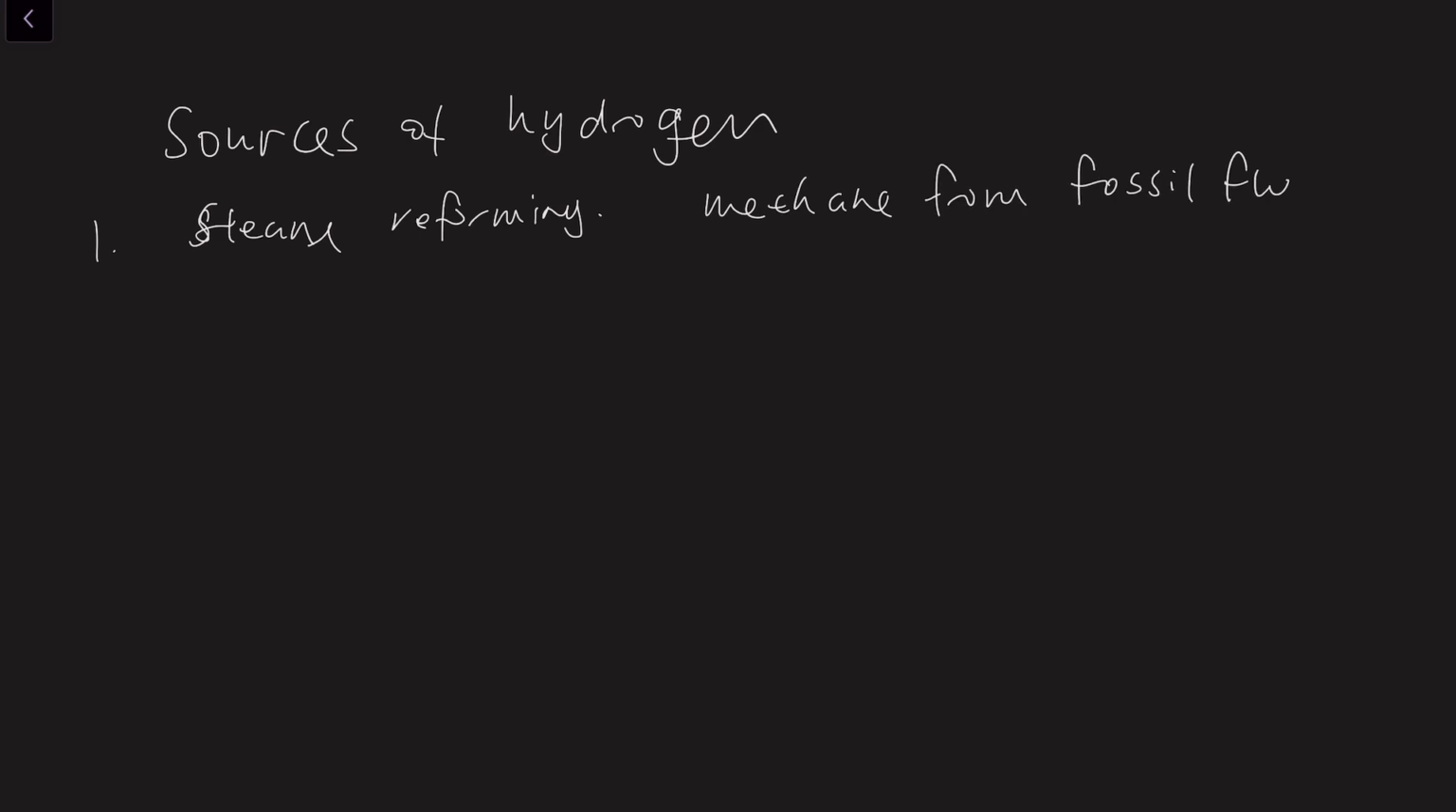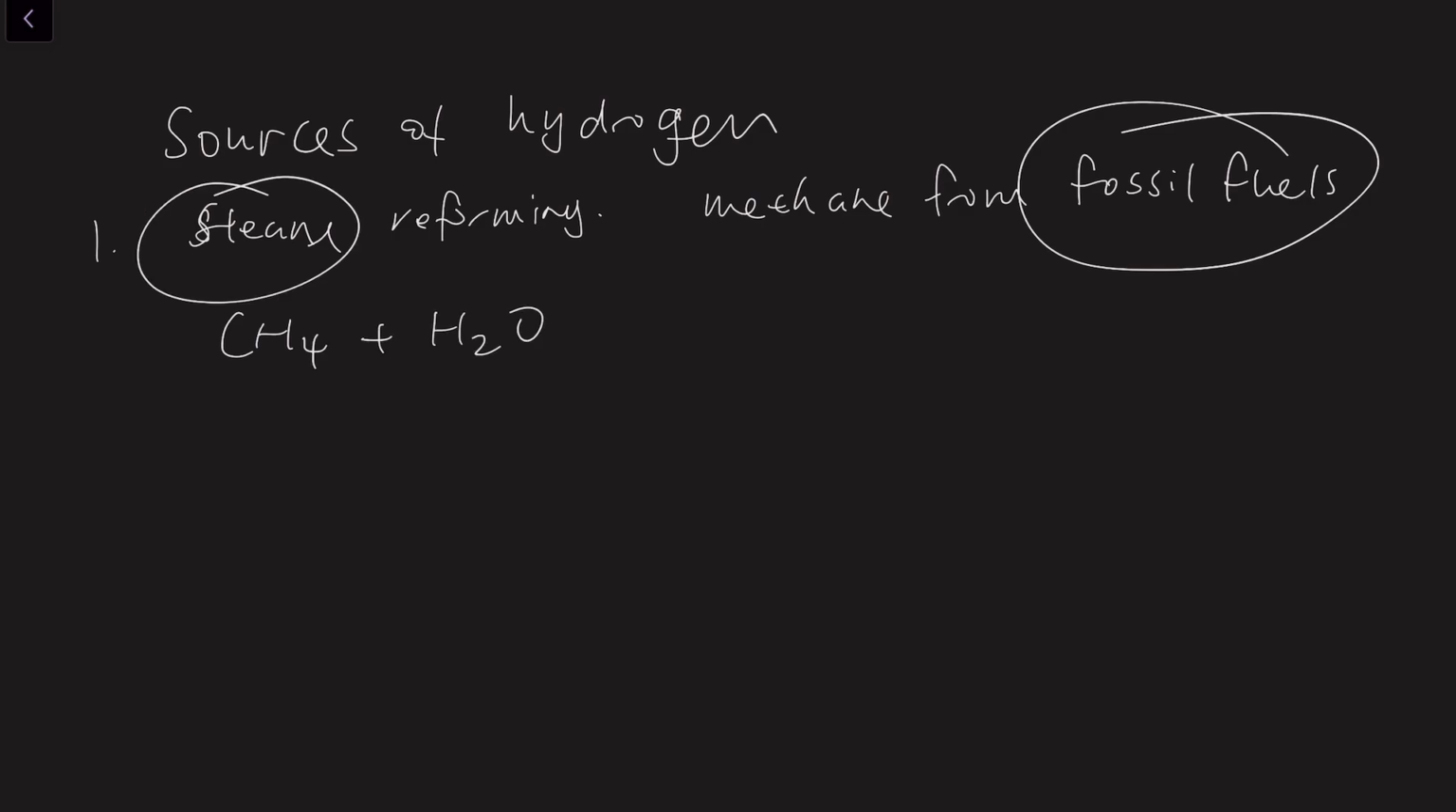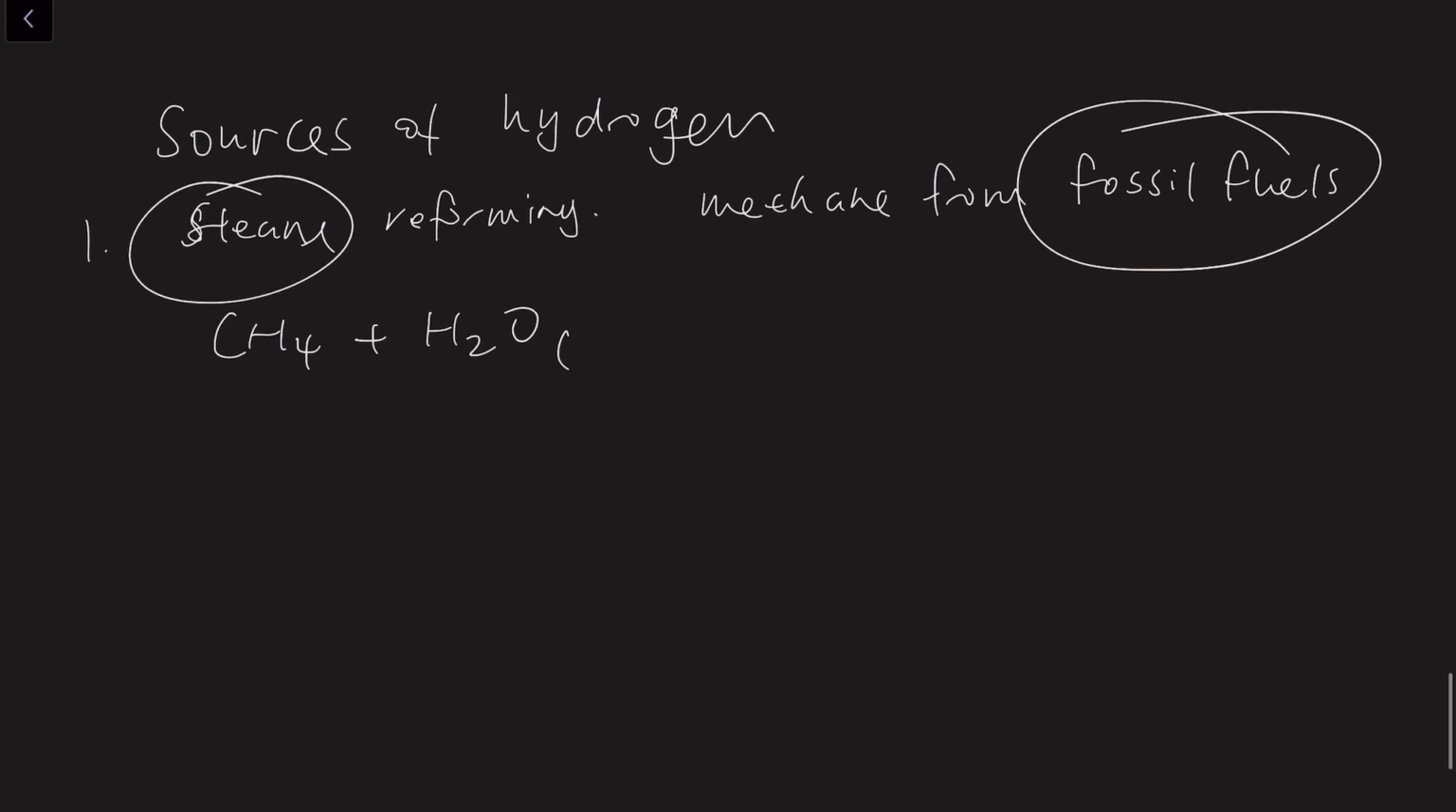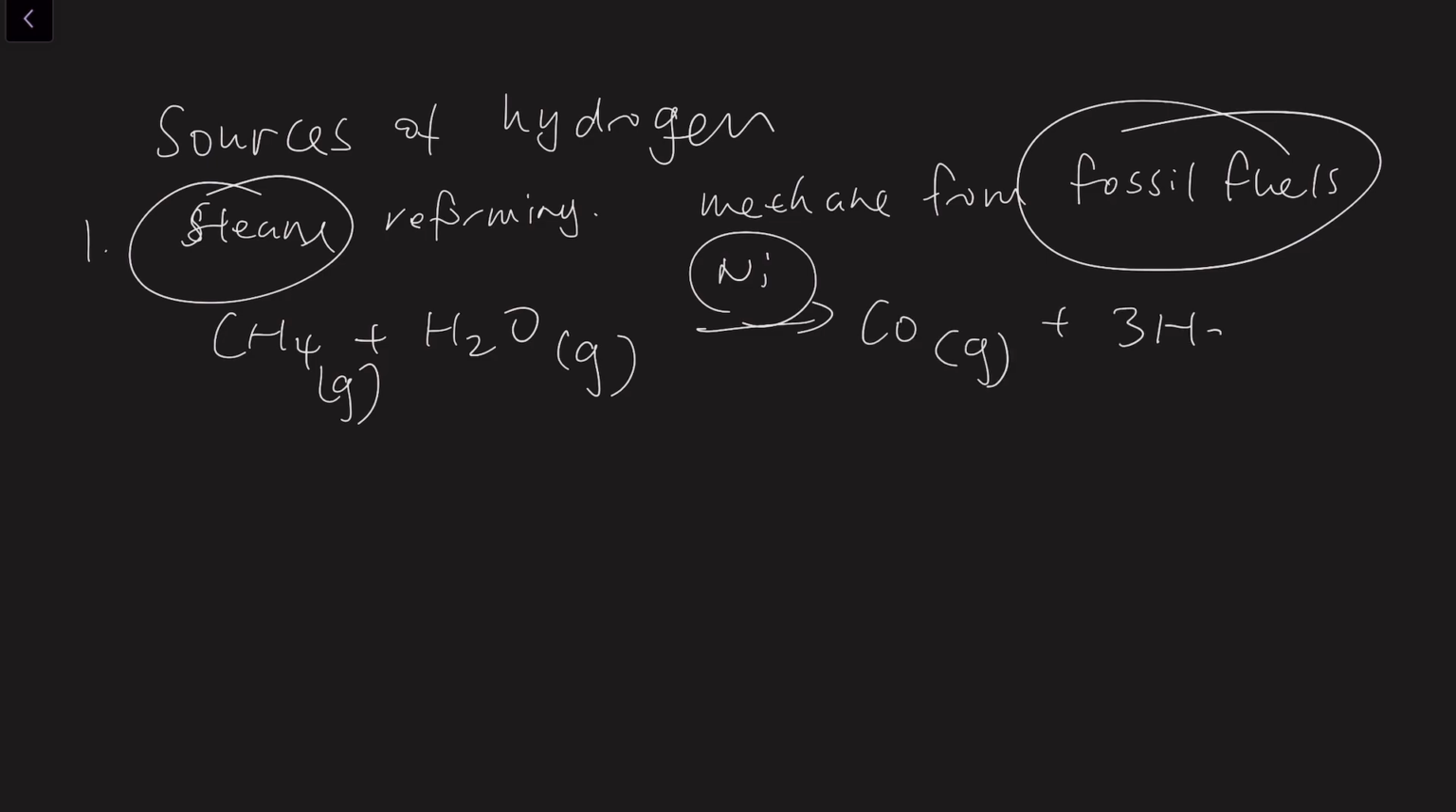From fossil fuels. So this steam reforming technique is actually not a very sustainable option. So let's look at the process. Methane reacts with steam, so that's why it's called steam reforming. It requires water, and using a nickel catalyst, you can produce carbon monoxide gas and 3 hydrogen gas.